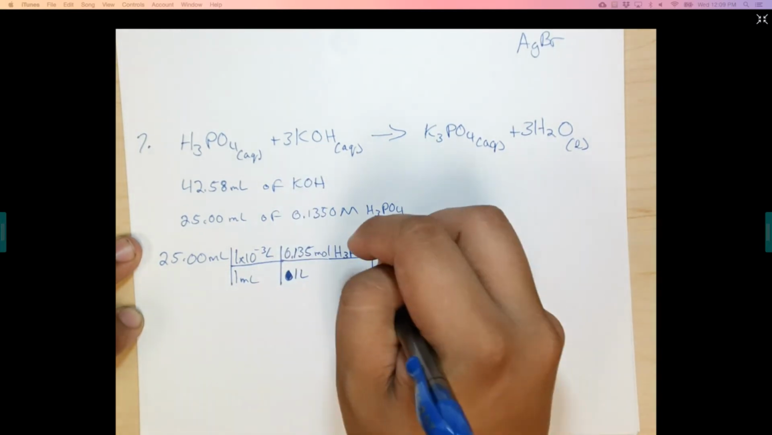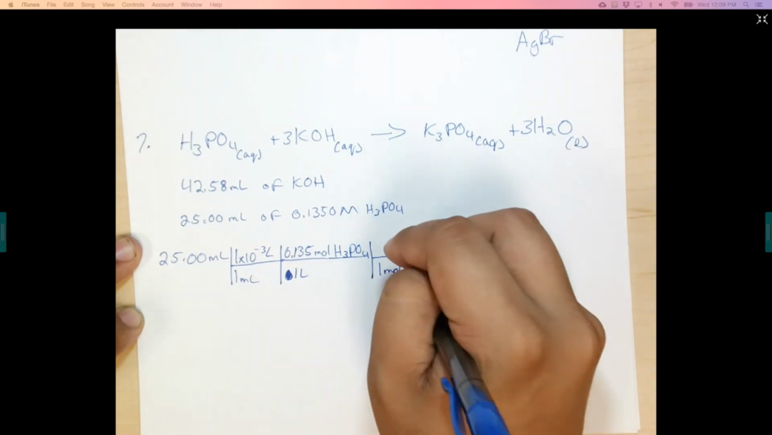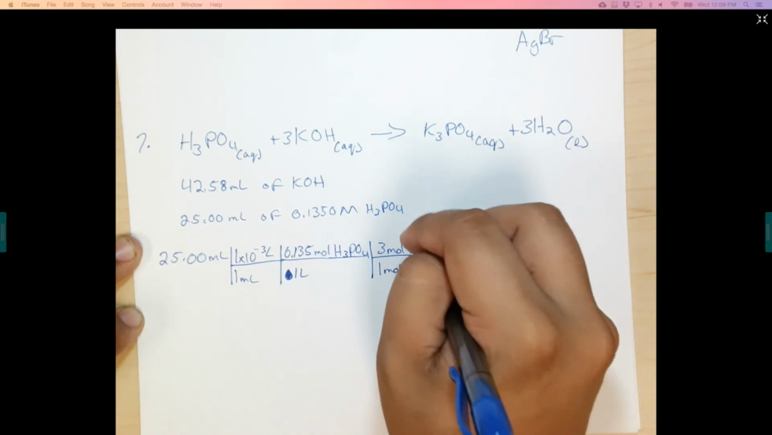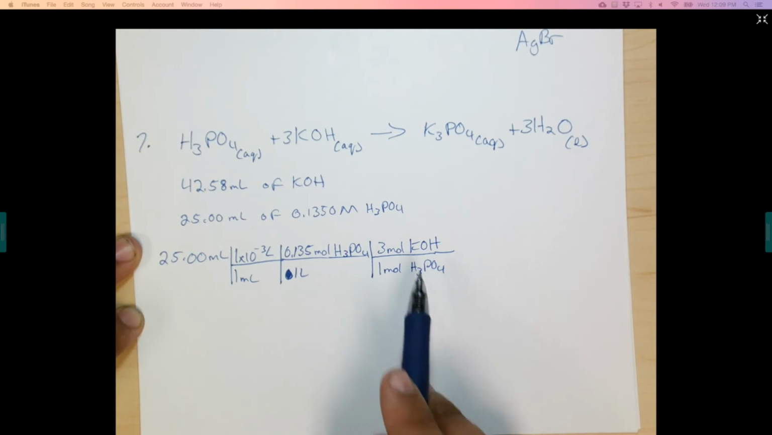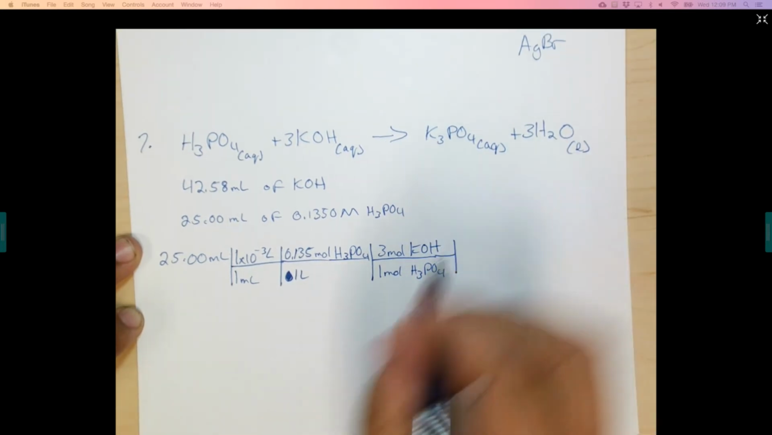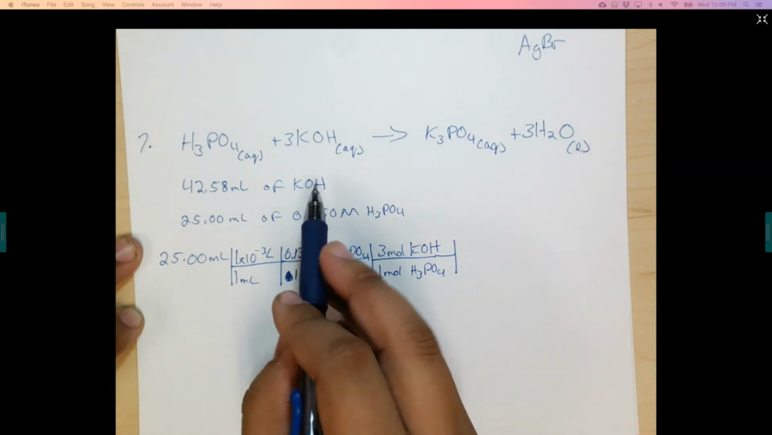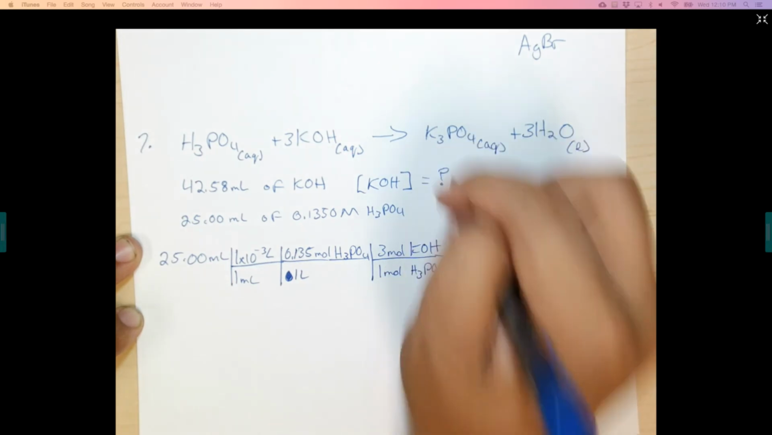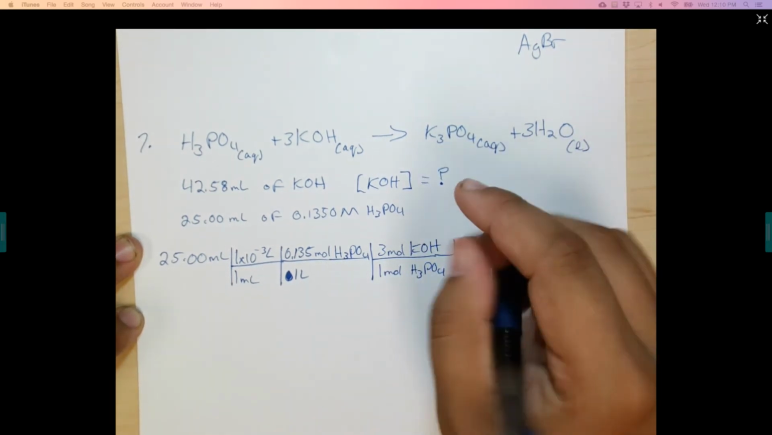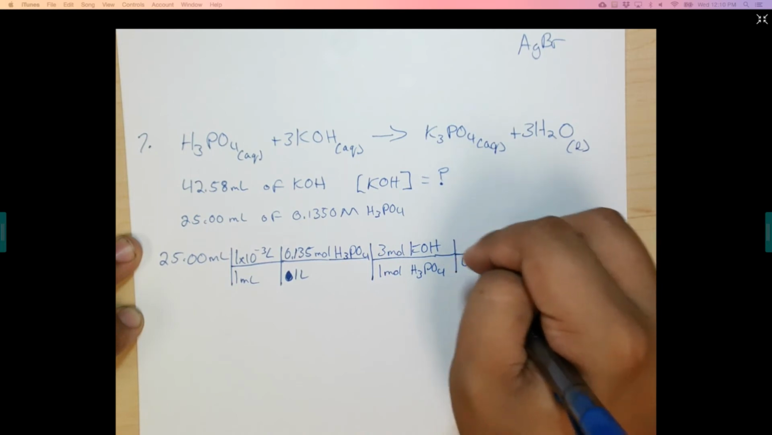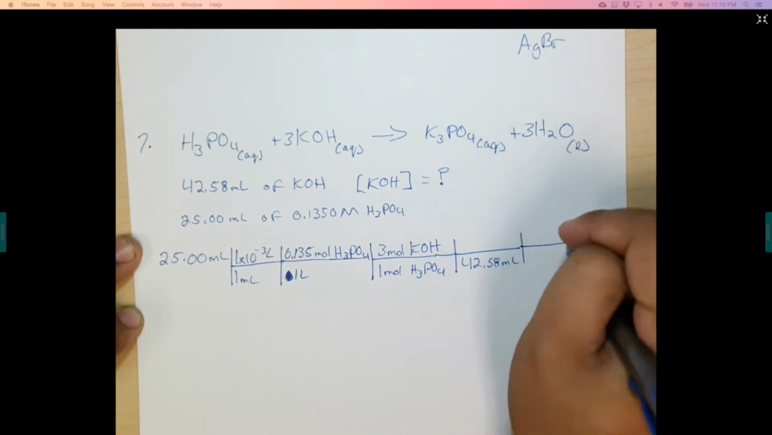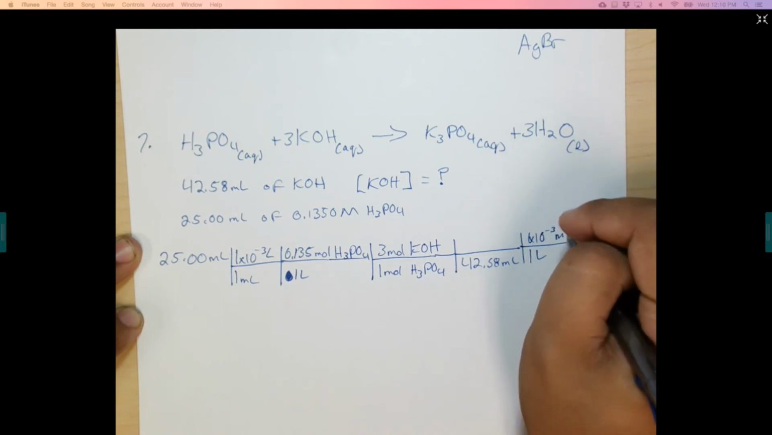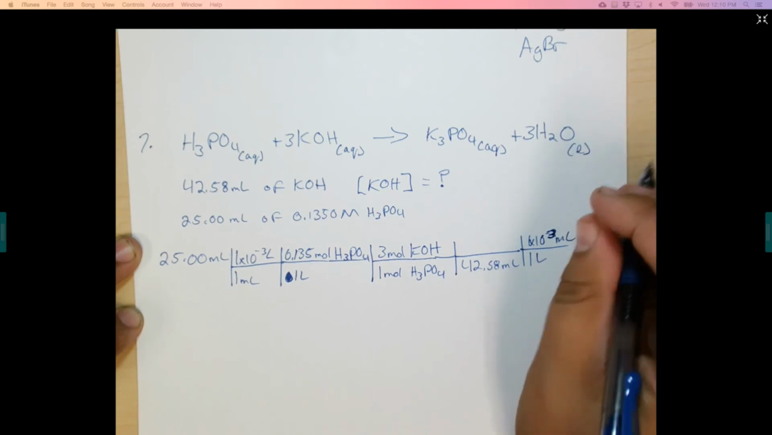We need to look at the mole to mole ratio to show that for every 1 mole of H3PO4 that was neutralized, we had to use 3 moles of KOH. That comes from the balanced chemical equation. Now we have units of moles of KOH. If we cancel all our units, and they've asked us the molarity, they want to know the molarity of KOH. And to get that, all we need to do is divide by volume. So we can divide by 42.58 milliliters, and we can convert that to liters. 1 times 10 to the negative 3. Sorry, positive 3 milliliters. That should be a positive 3.